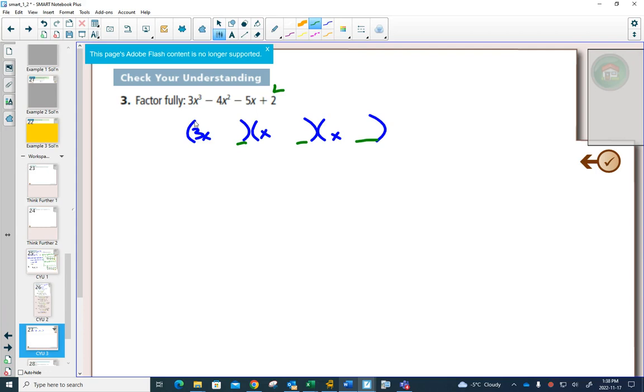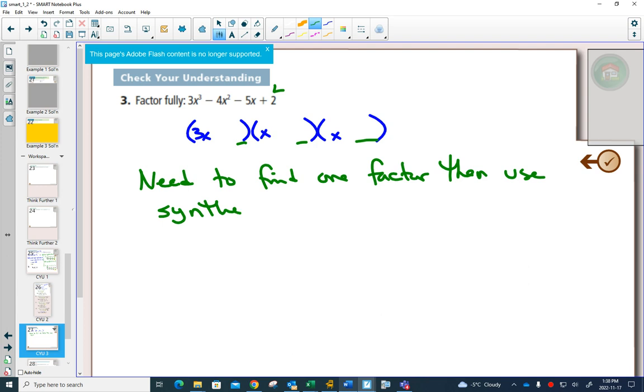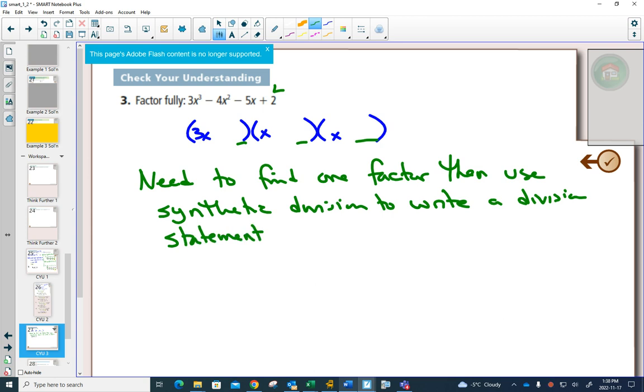So what we need to do, we need to find one factor, then use synthetic division to write a division statement. And we've seen this already, that if something is a factor, when we write the division statement, we are writing a factored form of it already.